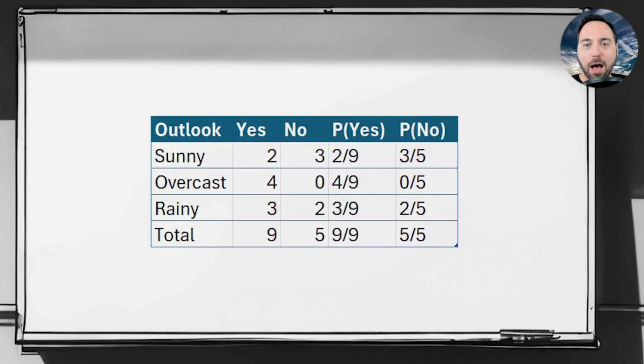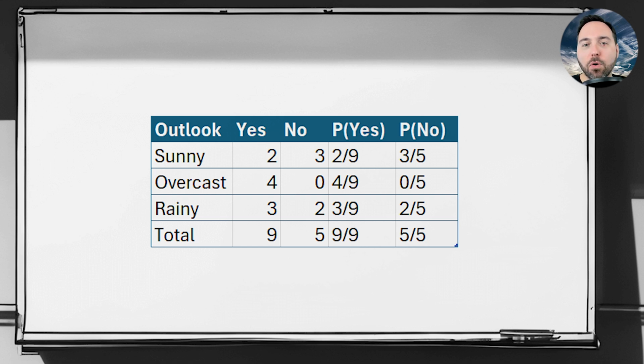I'll start with outlook. There are 3 total values for outlook: sunny, overcast, and rainy. For each of these, I want to break out the value by my 2 label values, indicating whether I played golf or not. I played golf on a sunny day twice, but chose not to play on a sunny day 3 times.